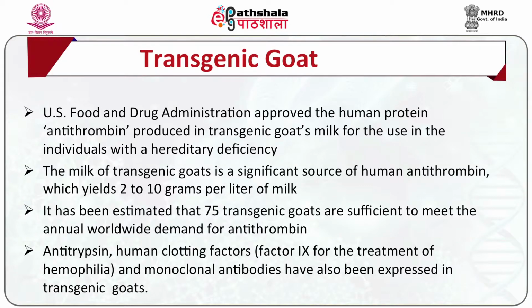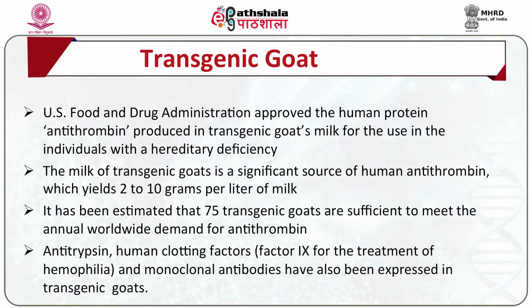Recently, US Food and Drug Administration approved the human protein antithrombin produced in the transgenic goats milk for the use in the individual with a hereditary deficiency of this protein. The milk of transgenic goat is a significant source of human antithrombin, which yield 2 to 10 grams per liter of milk. It has been estimated that 75 transgenic goats are sufficient to meet the annual worldwide demand for antithrombin.